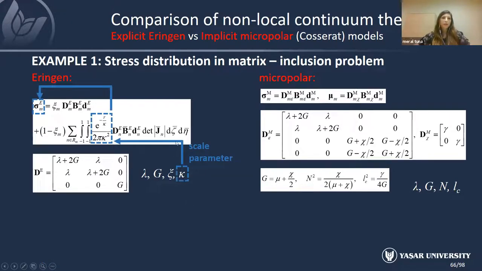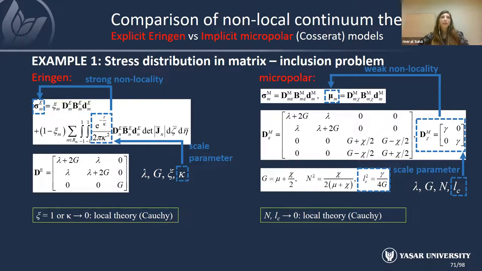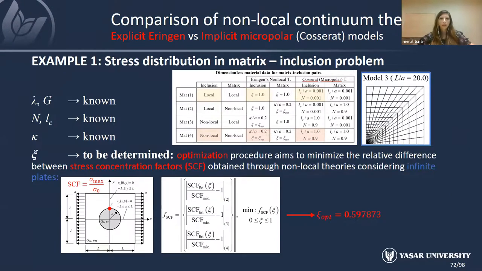Here, the non-local parameter is directly integrated into the convolution type constitutive equation, which gives the stress field. That is why it is called a strong non-local model. On the other hand, in the micropolar model, the internal length parameter is incorporated into one of the elasticity matrices, which is linked to the newly introduced additional descriptors. That is why this theory has a limited or weak non-local character. And for isotropic structures, if the coupling number and the length scale parameter approach zero, of course, the local theory is recovered. Now let's continue with the example.